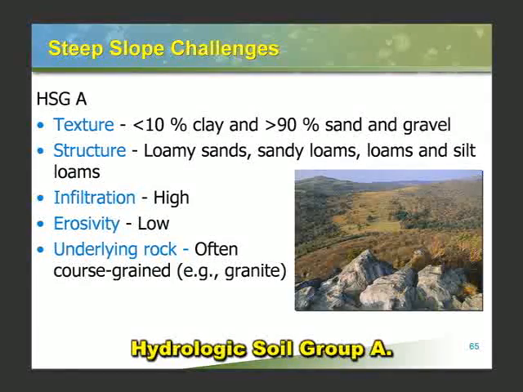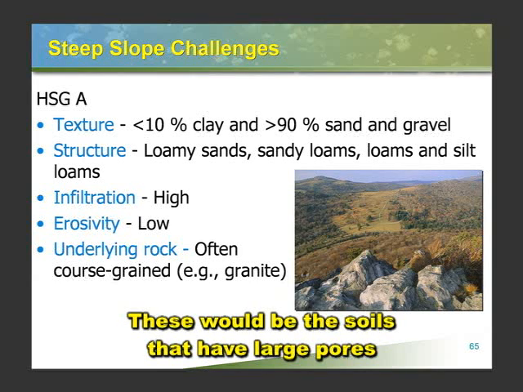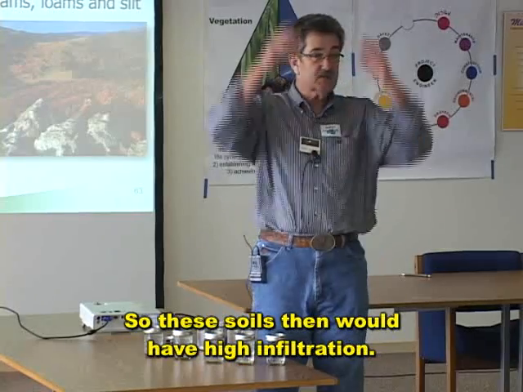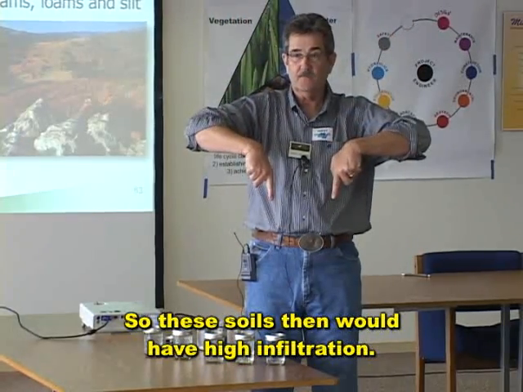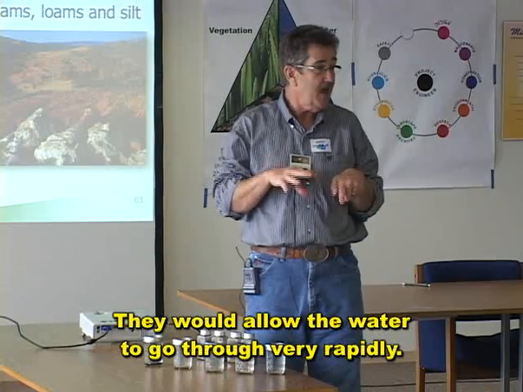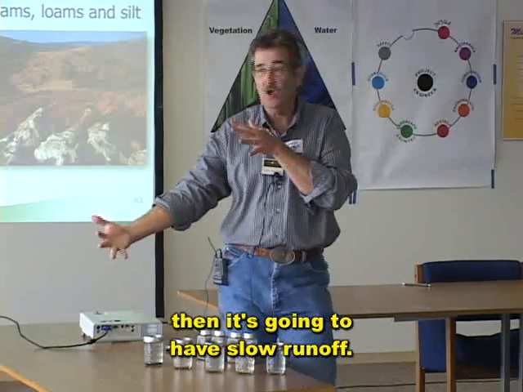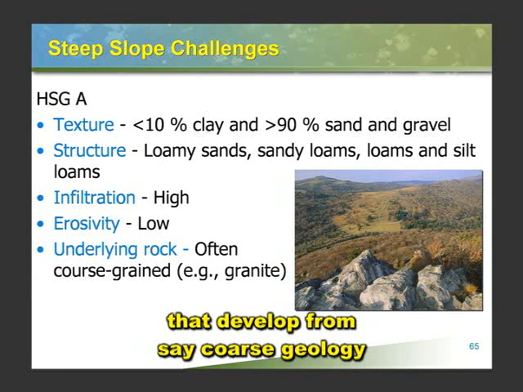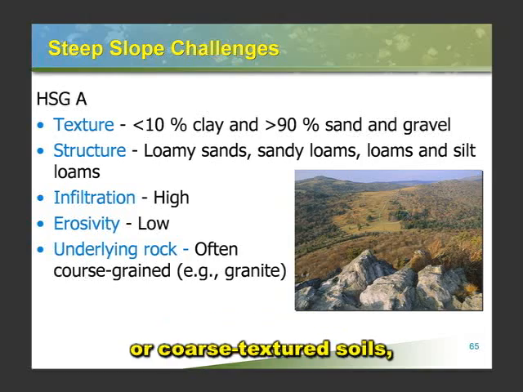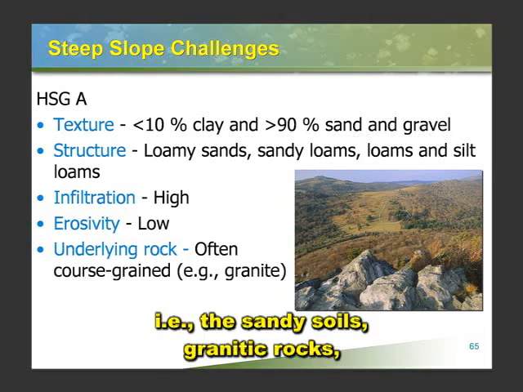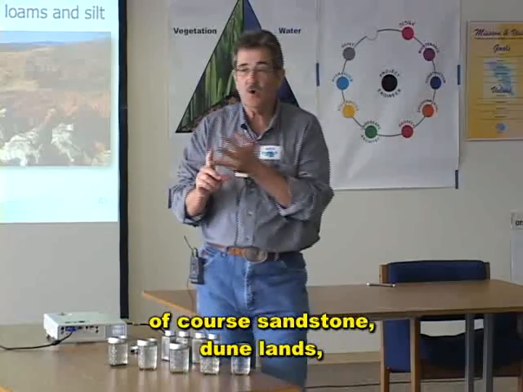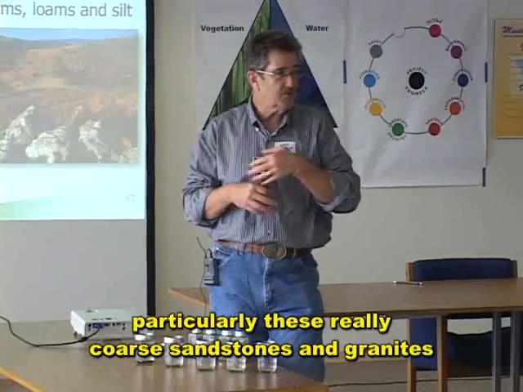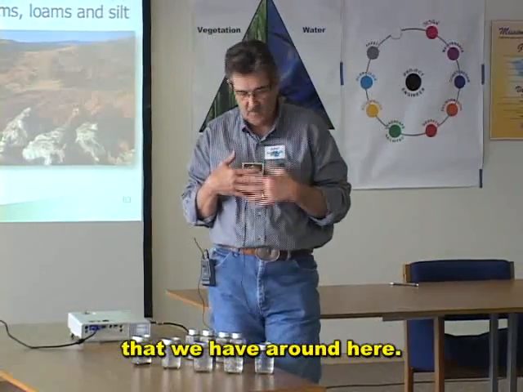Hydrologic soil group A. These would be the soils that have large pores and transmit water quickly. So these soils then would have high infiltration. They would allow the water to go through very rapidly. If it has high infiltration, then it's going to have slow runoff. Generally speaking, these would be the soil types that develop from, say, coarse geology or coarse textured soils, i.e. the sandy soils, granitic rocks, a coarse sandstone, dune lands, those type of scenarios, particularly these really coarse sandstones and granites that we have around here.